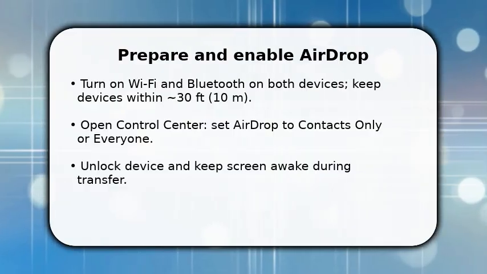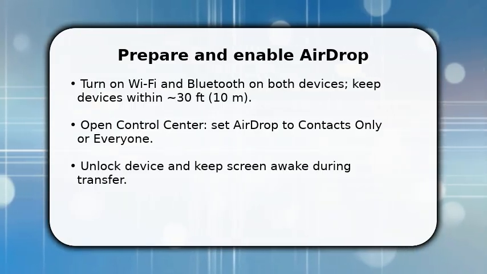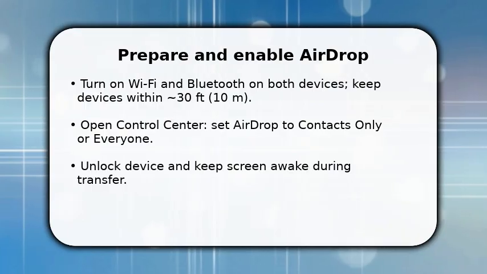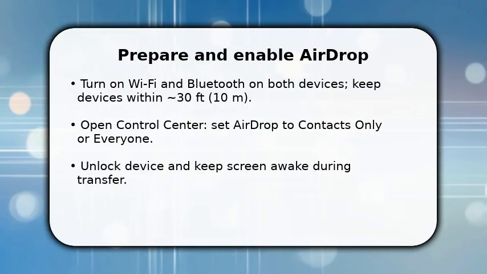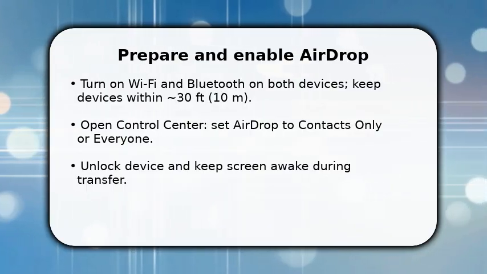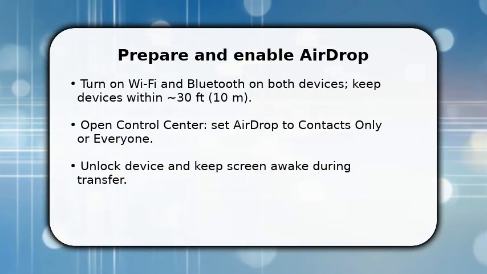You start by enabling the essentials, Wi-Fi and Bluetooth, because AirDrop uses both radios to create a secure peer link. Once done, open Control Center and set AirDrop to contacts only or everyone depending on who receives it. Contacts only limits visibility, everyone speeds pairing.